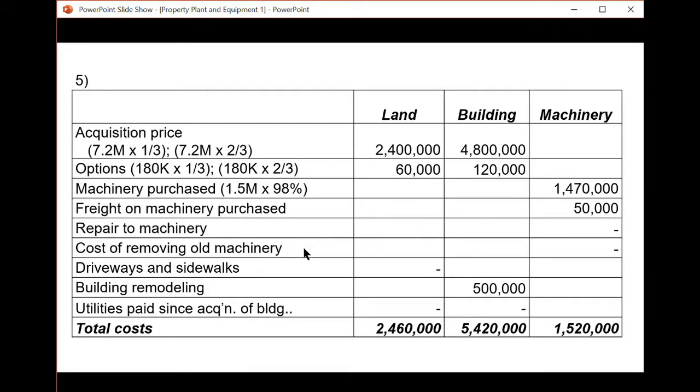Okay? And then, katong driveways and sidewalks, they should be part of the blueprint. And since gipalit man yung building, so wala yun na siya sa blueprint. Di ba? So, this is part of the land improvement if this is added. Okay?